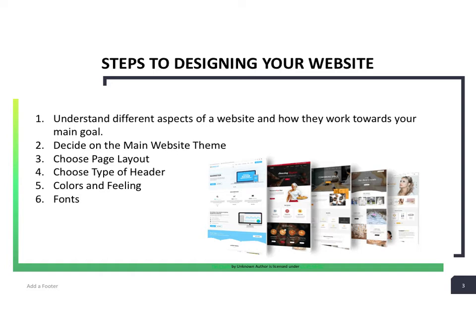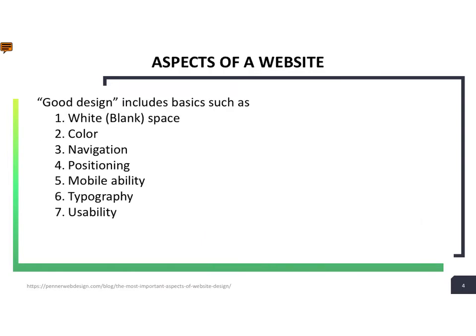Third is choosing a page layout. So how do you want your text laid out and your photos laid out? Fourth, choose the type of header. So how do you want your logo to appear and your navigation buttons? Fifth is choosing the colors and the feeling that you want those colors to convey to the viewer. And finally, fonts, deciding on the best font to make your website readable for the viewer, but also achieve that same website theme.